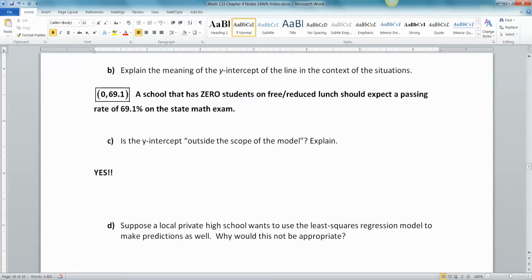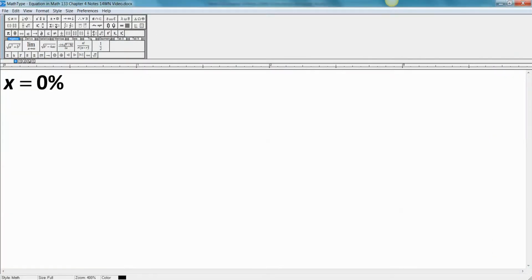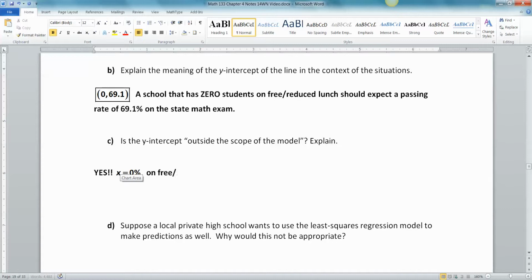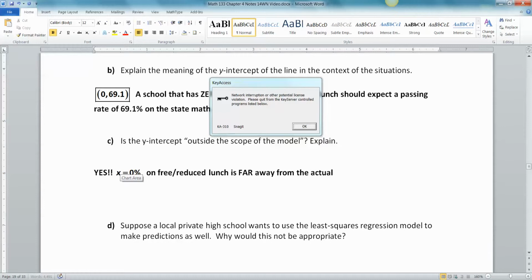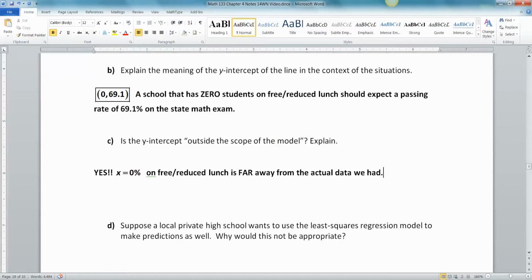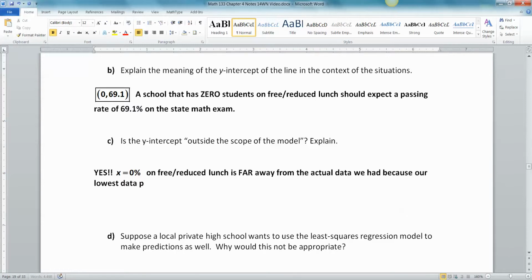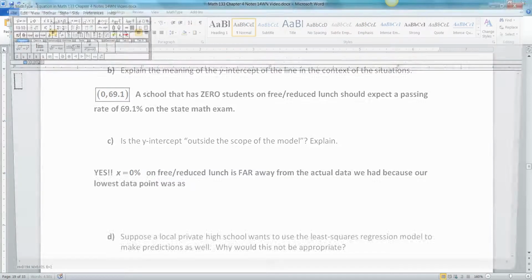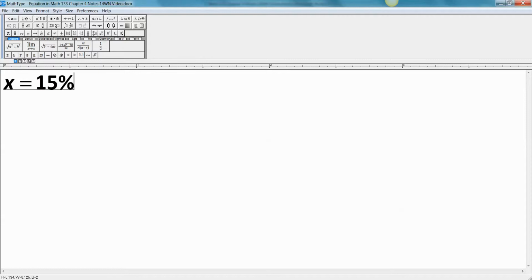right? X equals 0% on free reduced lunch is far away from the actual data we had. Oops, sorry, my computer's being possessed. There we go. Okay, so because our lowest value was at X equals 15% or so.